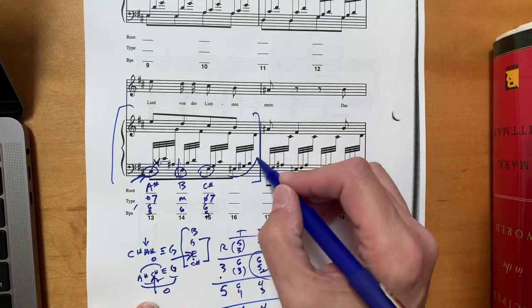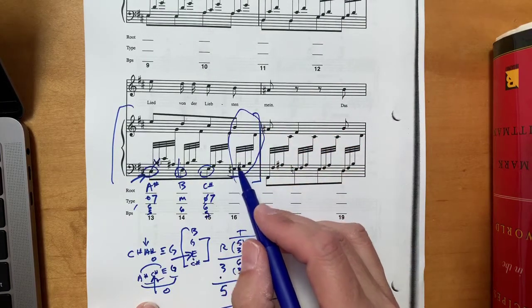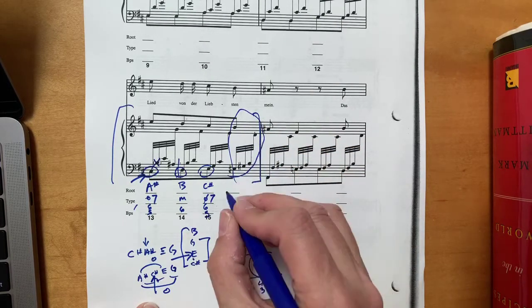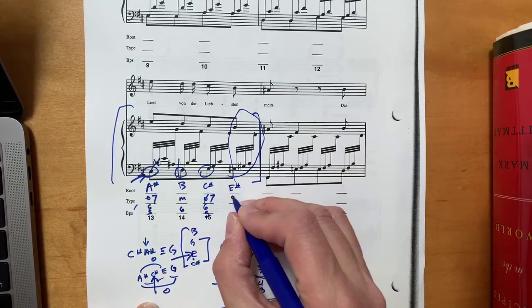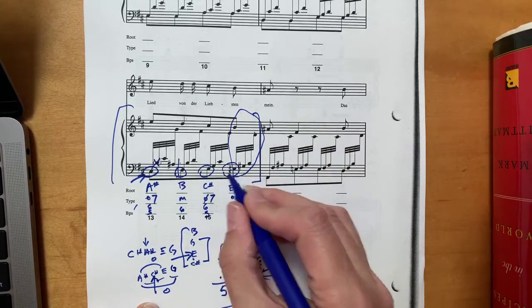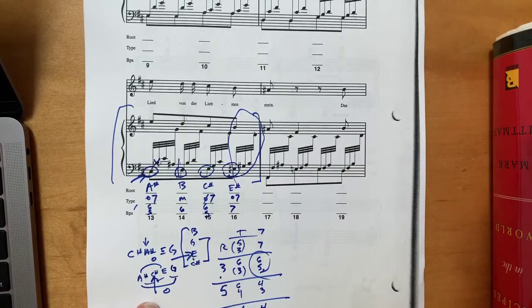And right here, we've got E sharp, G sharp, B sharp, D. That's an E sharp fully diminished 7th chord. The root is in the bass. So that's a 7.